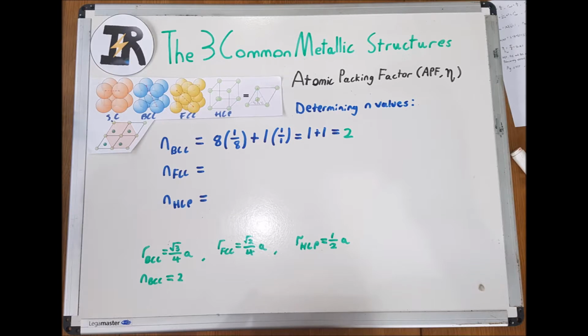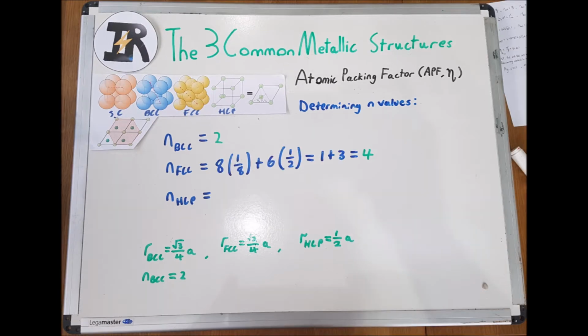In BCC, there are 8 corner atoms and 1 internal atom in the unit cell, which, taking into account the fraction of their volume enclosed within the unit cell, makes the total number of atoms per unit cell equal to 2. For FCC, there are 8 cube corner atoms and 6 cube face atoms, making the N value of FCC 4.